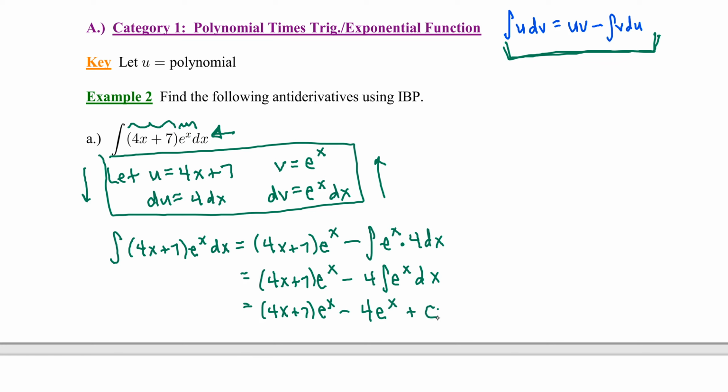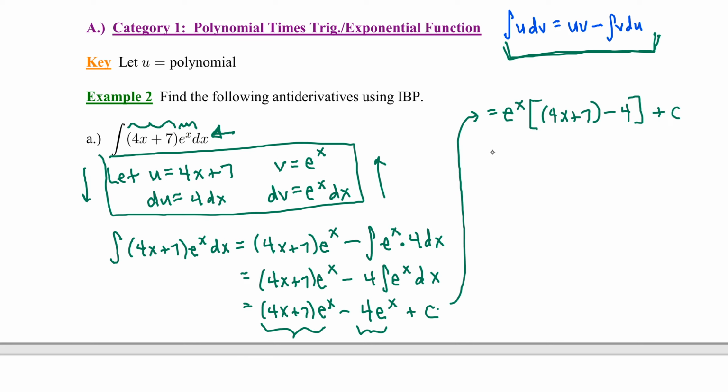Now this result can stand to be simplified a little bit. Notice I've got two terms here. Both of them have a greatest common factor of e to the x. So let's go ahead and take the time to extract that GCF. If we take it out of the first term, a 4x plus 7 will be left behind. And if we take it out of the second term, we have a minus 4. If we simplify then what's inside those brackets, I'm just going to drop those parentheses there and combine like terms, we end up with e to the x times 4x plus 3, plus c.